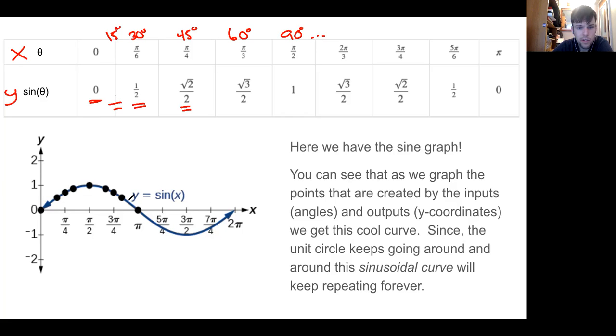And so this is our first, what we're going to call period or cycle. So this is one period or one cycle of the sine graph. And again, the inputs of this function were the angles. We specifically looked at unit circle angles, but they could be other ones as well. And the outputs were the y coordinates on that unit circle, and it creates this super cool curve, which we call a sinusoidal curve.